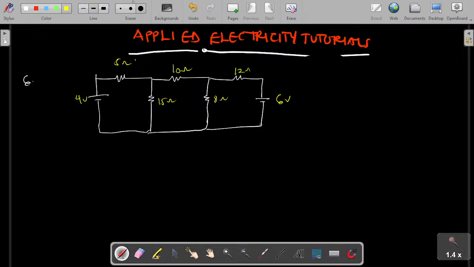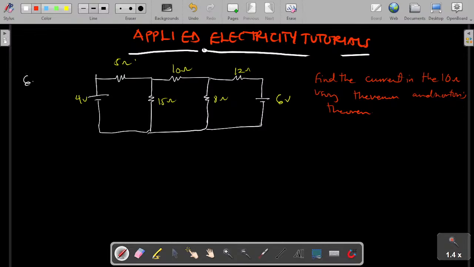So there's a problem that you have at hand. It says find the current in the 10 ohm resistor using both Thevenin and Norton's theorem. So we are supposed to use both Thevenin and Norton's theorem to find the current through our 10 ohm resistor in this branch. And here we are solving 2 different problems in one.